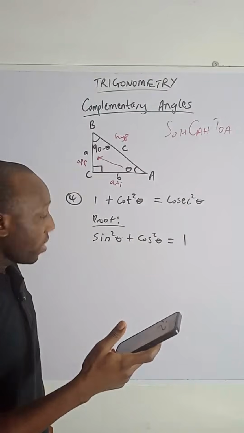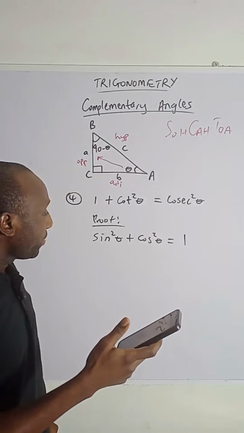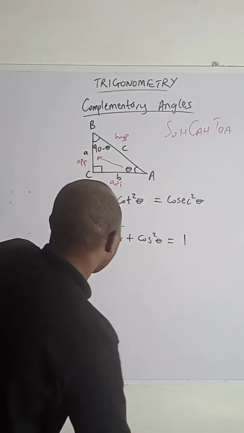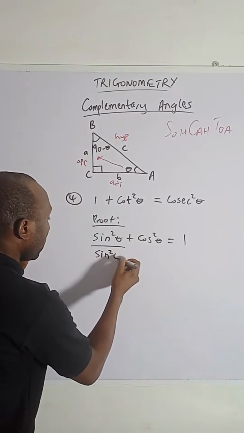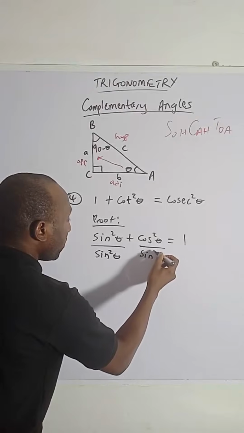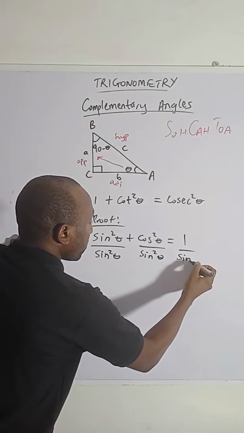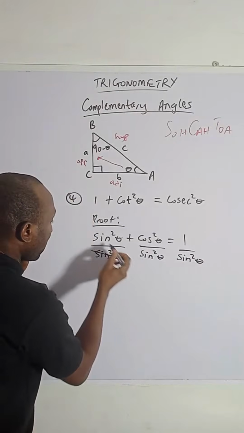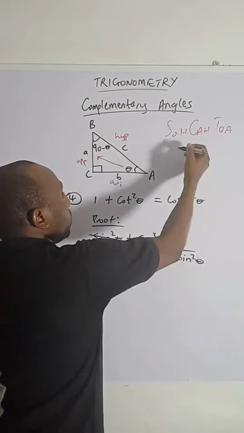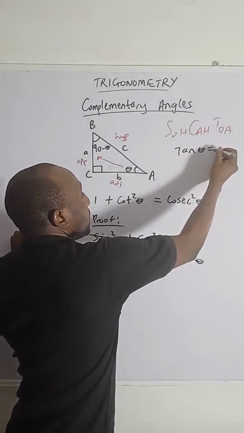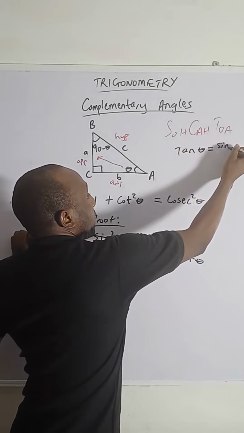I'll divide through by sine square theta. So divide this by sine square theta, same as this, and then same as this. So this cancels this, and you have 1 plus... do you know that tan theta is equal to sine theta over cos theta?